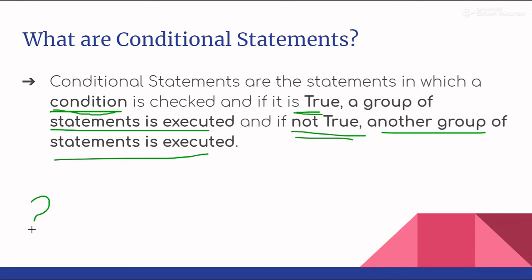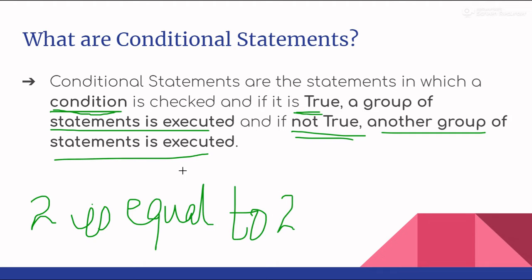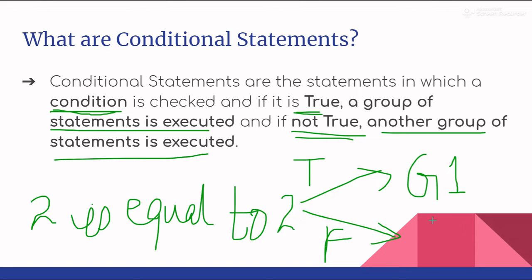For now, let's assume the condition is 2 equals 2. It's basically a Python expression, 2 == 2. This is the condition. This condition is checked, and if it is true, a group of statements is executed, and if it is not true, another group of statements is executed. So let's say if this condition is true, a group of statements called G1 is executed, and if this condition is false, another group of statements, namely G2, is going to be executed. So basically, things will work according to conditions in conditional statements, as the name suggests. Let's understand this in more depth.